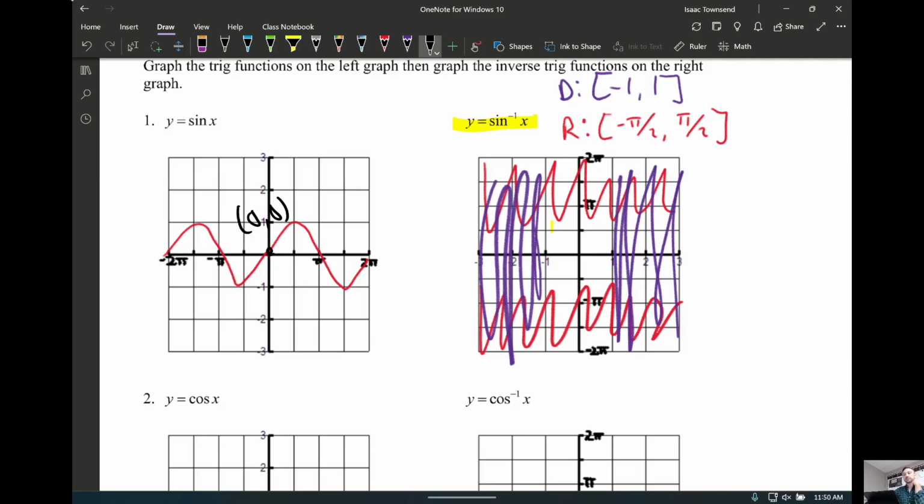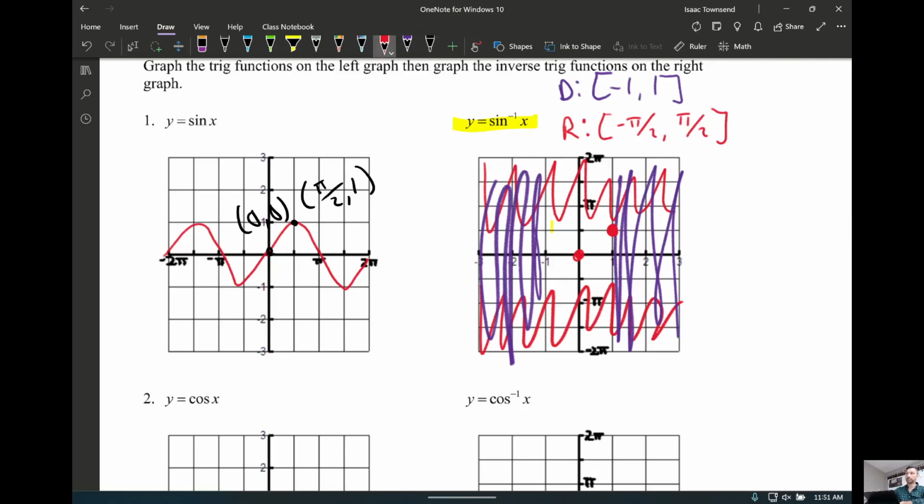0, 0. Inverse just means you switch input and output, but if you switch 0, 0, you still get 0, 0. So there's 1 point. You could maybe think of this point, which is pi over 2, 1. So the inverse would be 1, pi over 2.